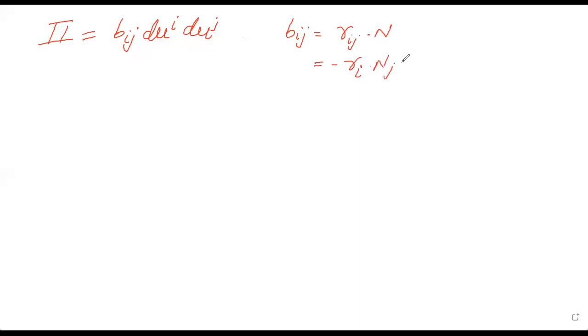So you are talking about your second fundamental form denoted by this symbol. It was B_ij du_i du_j. So it is also a quadratic equation, a bi-quadratic equation. And this B_ij you can find by the formula. What was the formula for B_ij? r_ij dot n or minus r_i dot n_j. And different formulas are there.